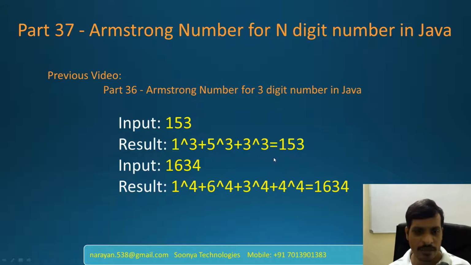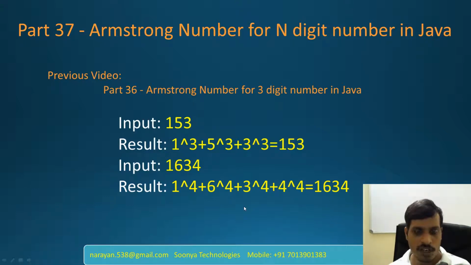We have another number 1634. First we need to get individual digits like 1, 6, 3, 4. This number contains 4 digits. So we need to do the fourth power of individual digits like 1 power 4 plus 6 power 4 plus 3 power 4 plus 4 power 4 equal to 1634.